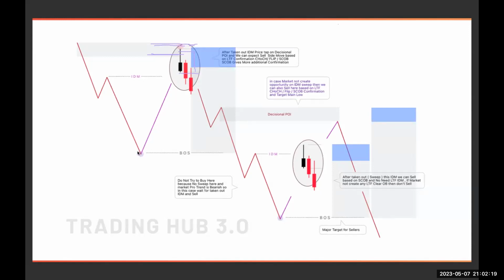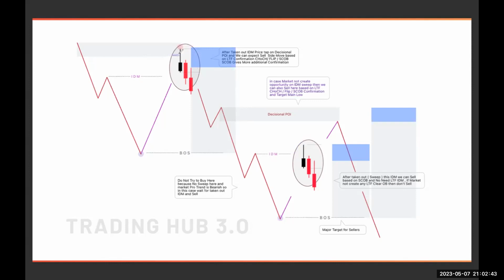Push downside, and this is the final target. Again, push downside. This one is a decisional PY. Here you can see the decisional inducement sweep. When the inducement is swept, you can buy or sell here only based on a single candle order block. In that case, you don't need to wait for chalk or flip or anything, right? Sell here and the target is here. This is a simple thing.